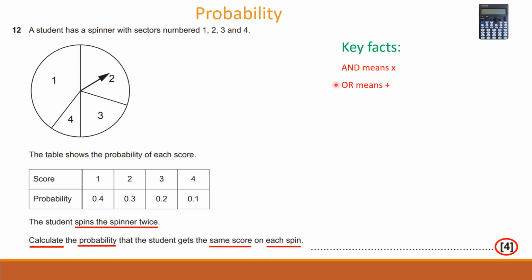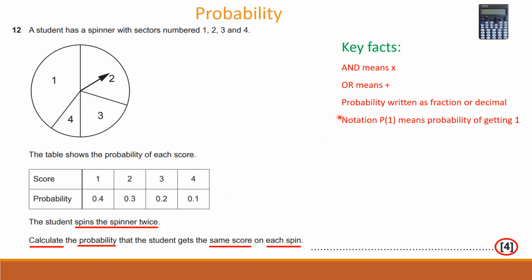When you want the word or, you're going to be adding. So to start with, you're going to be doing some multiplying and then you're going to be doing an adding. It's a calculator paper question, so you can use your calculator to help you. Now the probability must always be written as a fraction or decimal. These values are given as decimals, so you're likely to just give your answer as a decimal because the question is given in terms of decimals.